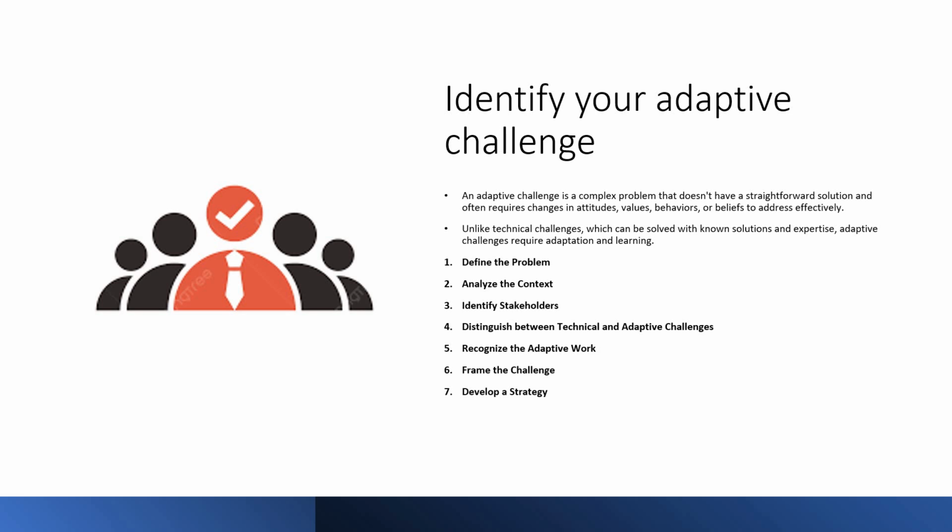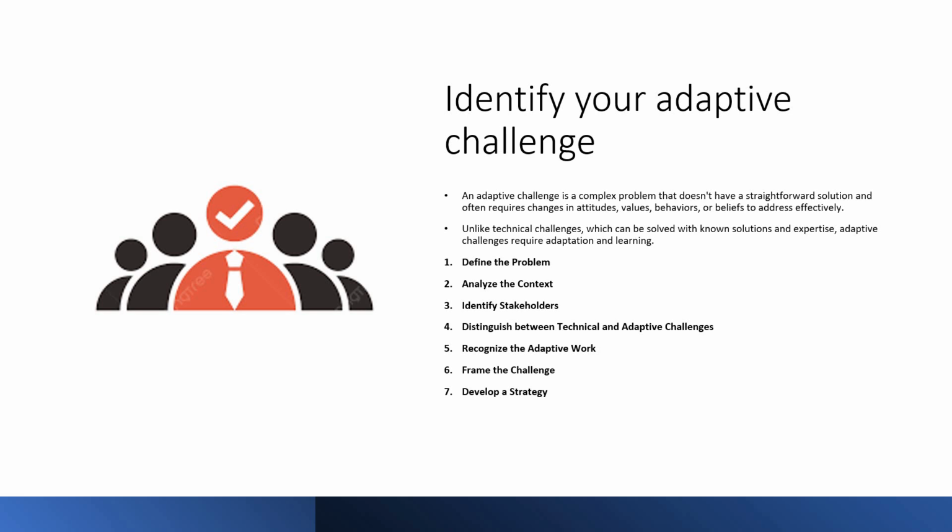Recognizing the adaptive work is the next thing that leaders will carry on. Look for the deeper underlying issues that require adaptive responses is the first way to handle it. These may involve shifts in values, attitudes, behaviors, or the way of thinking. Then leaders also frame the challenge properly. They frame the challenge in a way that captures its adaptive nature and the changes required to address it effectively and immediately. They develop a strategy as well.